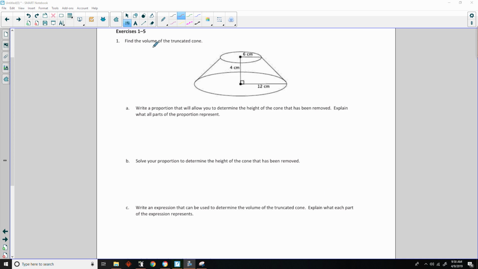Okay, in exercises 1 through 5, it says find the volume of the truncated cone. So here's the diagram. See if you can do what we just did, and pause the video, try it, and then see how you did. Okay, so this is telling us what we just did in steps. So we're starting with step A. Write a proportion that will allow you to determine the height of the cone that has been removed. So up here, there's a cone that's been removed. Let me draw that neat with this.